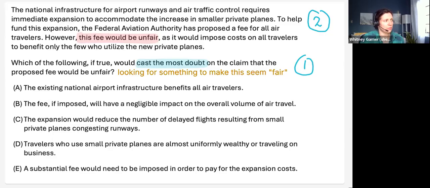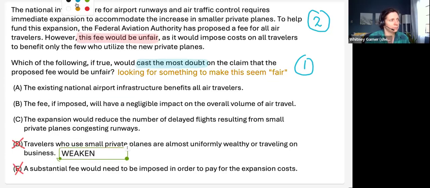Yeah, I think D would feel unfair, right? Like D, this idea that travelers who use small planes are all wealthy and they're traveling on business. I would think, why are we making everyone else pay if this small group is actually quite wealthy or they've got businesses that could pay for it? This makes it almost seem more unfair. And the fact that we would have a substantial fee needed to pay for this also feels a little unfair. If it were just a super small and negligible fee, okay, maybe. But you could make the argument for both of these that they would strengthen the unfairness claim.